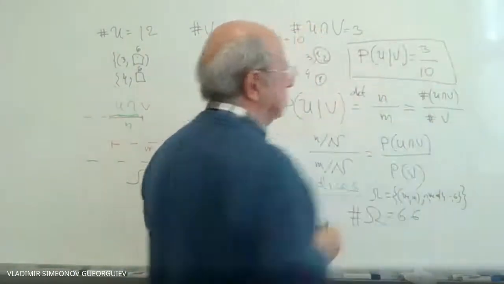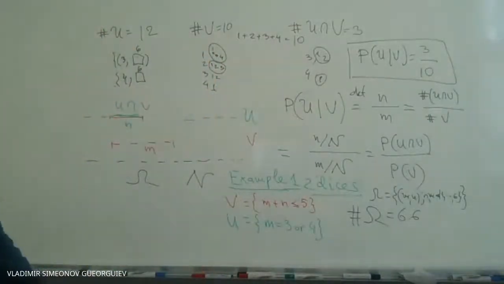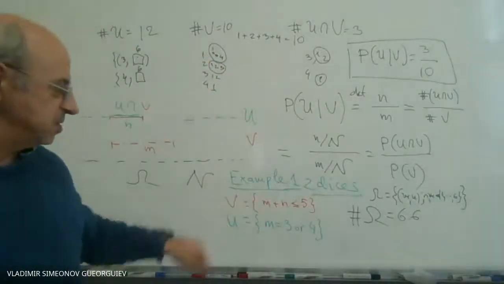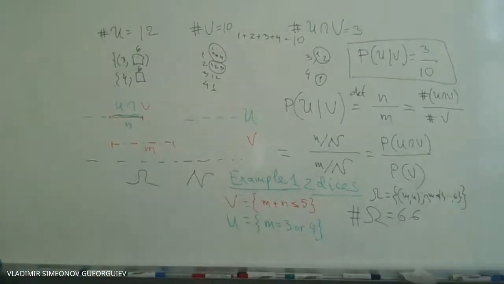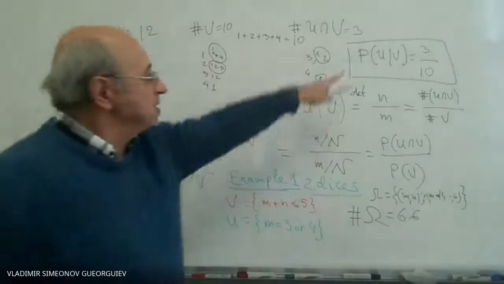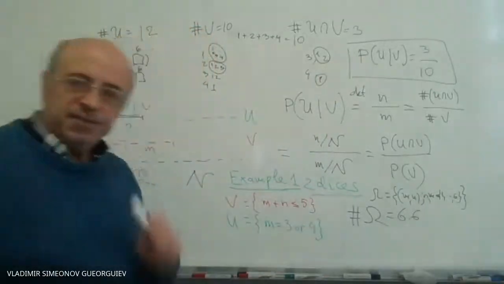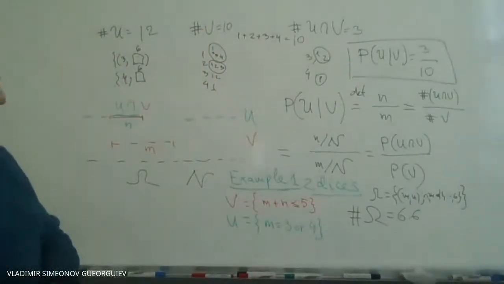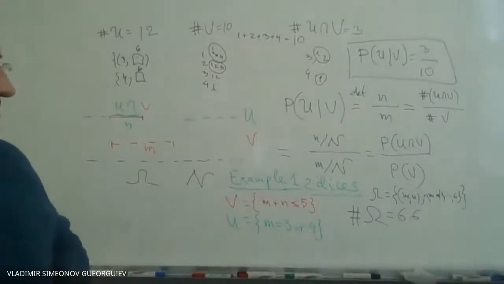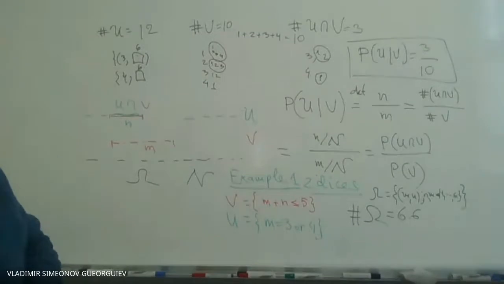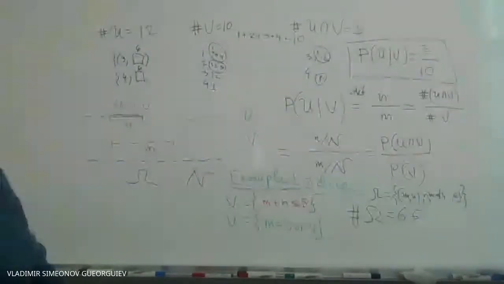If somebody posed the question, what is the probability of this result, n plus n to be smaller than 5, when you know that the result of the first dice is 3. Let me ask you if this example is clear, if you have some question.